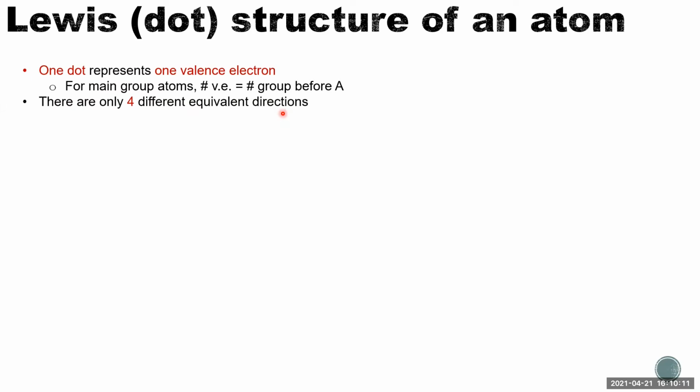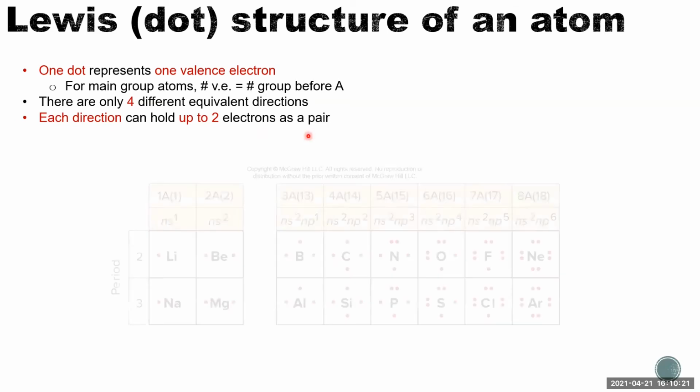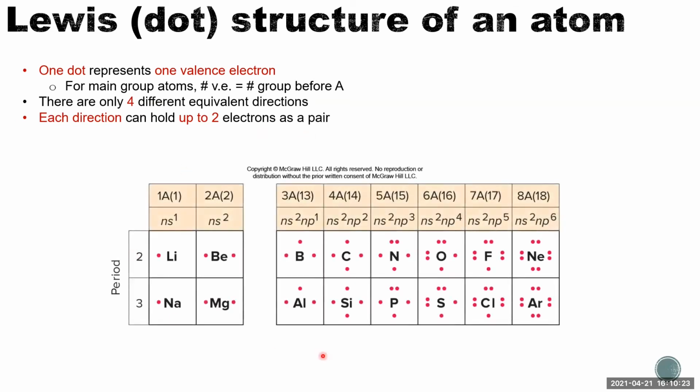There are only 4 different equivalent directions in a Lewis structure for valence electrons, and in each direction, it can hold up to 2 electrons as a pair. Here is an example of how the Lewis dot structure works for an atom. Say lithium is in the 1A group, so it has only 1 valence electron. We put 1 dot around the lithium symbol to represent the 1 valence electron of lithium.